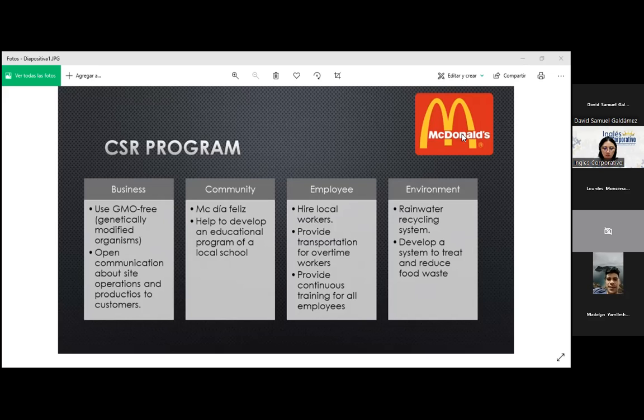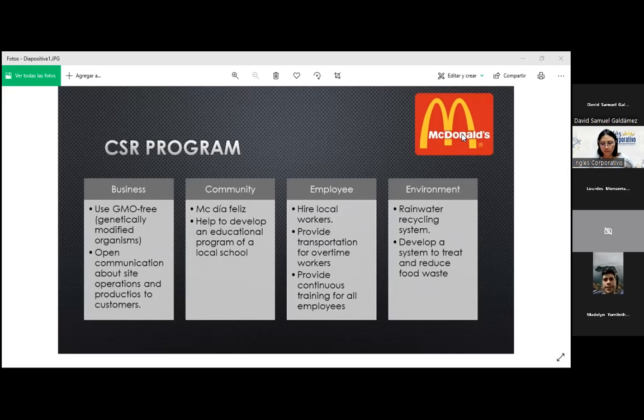For the environment, this is an example that Harvey mentioned. He says that this company is applying in some places a rainwater recycling system, which means that they collect the rainwater and use it for the bathrooms, for cleaning floors, and different things, mostly cleaning tasks. It's a small thing, but I think they save money and they save water too.